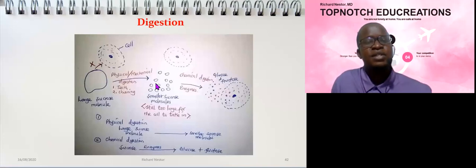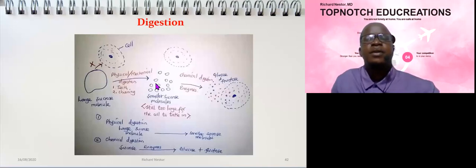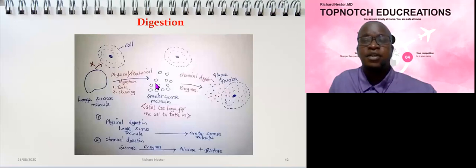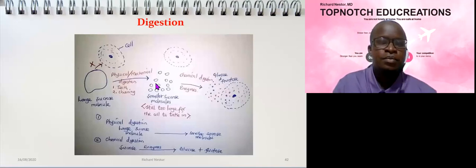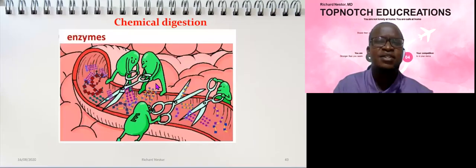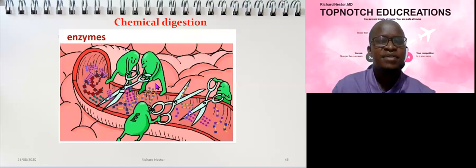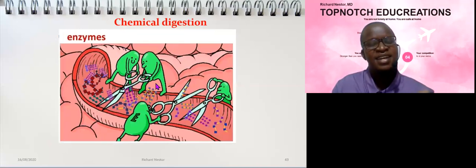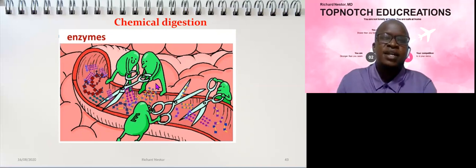So it's always very important for us to understand the difference between chemical digestion and physical digestion processes. So this is just a simple illustration that is showing what enzymes are doing. They have the ability to cut down the large sized food molecules into smaller sized food molecules of different chemical nature. So what is the essence of digestion?